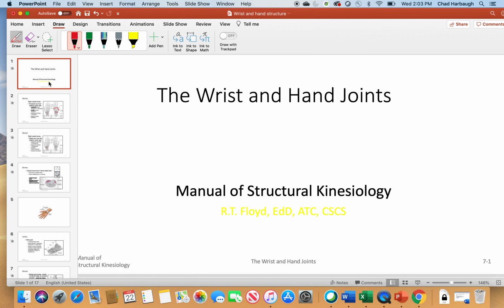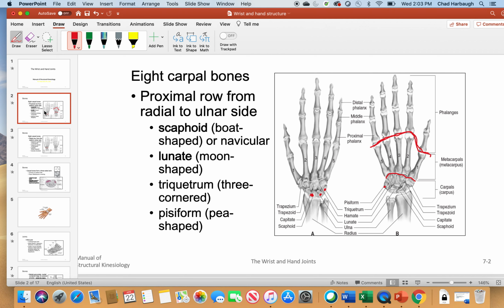Today's lecture is going to be on the wrist and the hand joints. So we'll start with the hand. One of the most interesting aspects is going to be the articulation. When we looked at the articulation of the elbow joint, the majority of the articulation was between the ulna and the humerus.